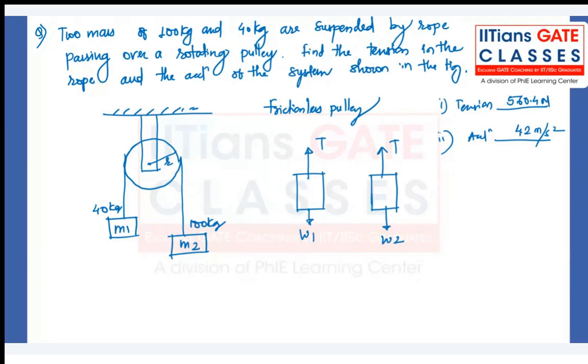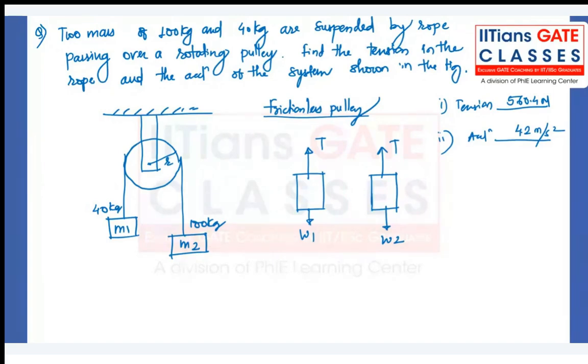So we don't have any high tension side and low tension side, since our assumption is a frictionless pulley. But if it is not there, then you have to consider it, and the problem becomes a little bit difficult. One more extra step will get added into it.